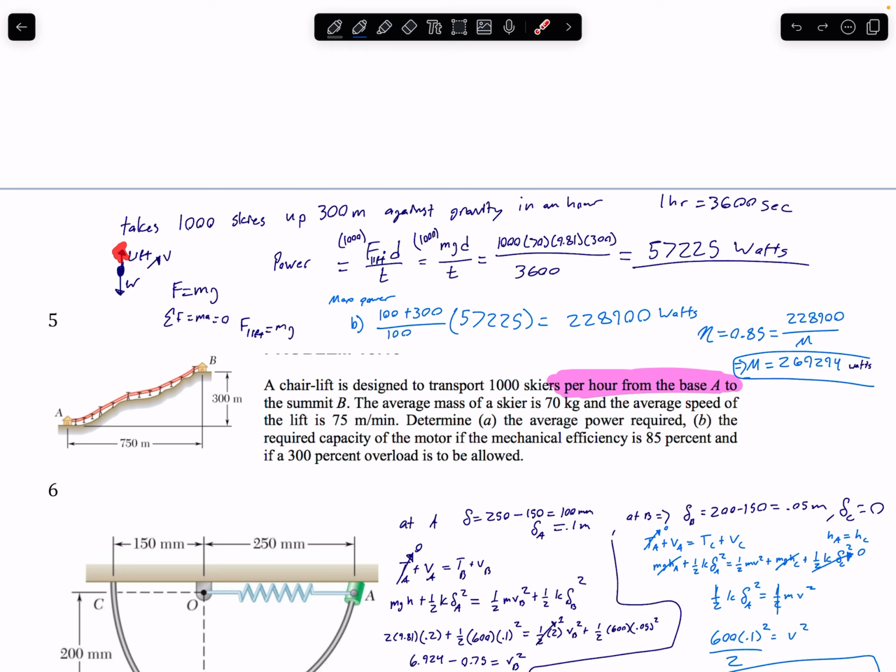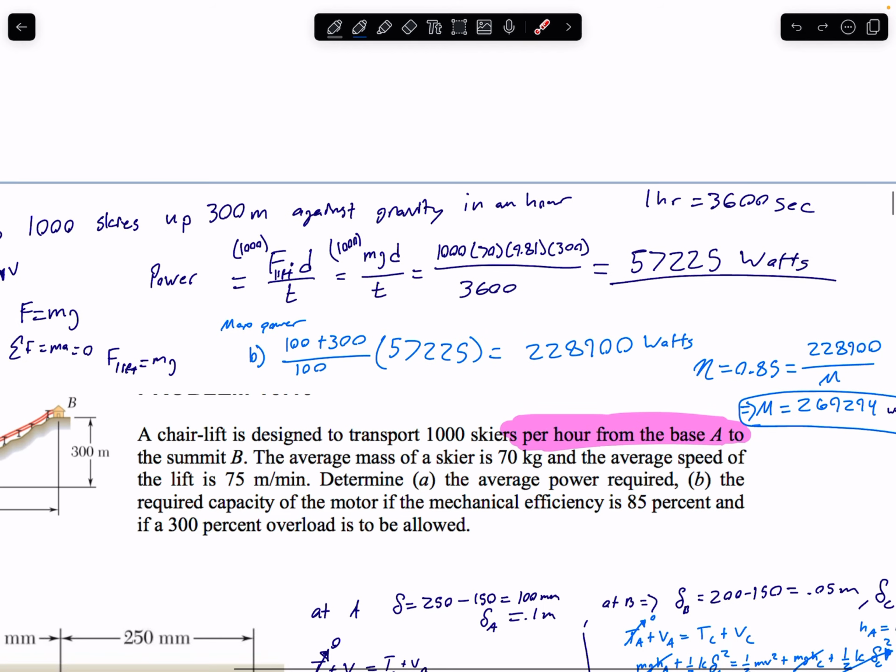The lift is going up and weight down. So we know that force is equal to mg. And we know that power is equal to the force of the lift times distance over time. And we also have to know how many people it does that to as well. And it does 1,000 skiers that all weigh 70 kilograms at an average speed. That doesn't matter.